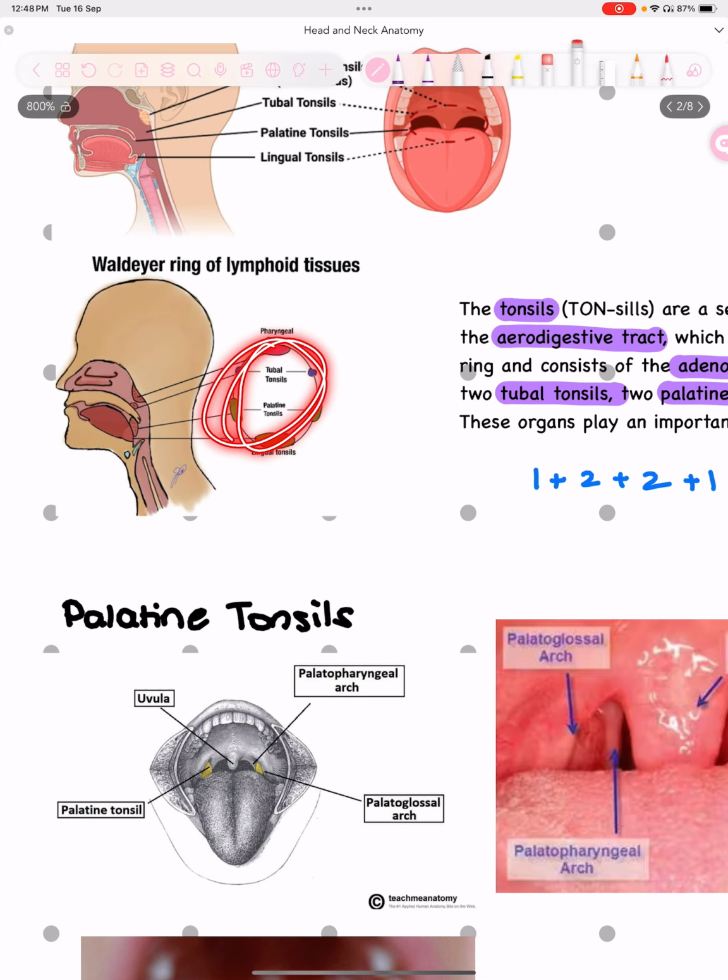Now, your palatine tonsil basically lies between your palatopharyngeal arch and the palatoglossal arch. Its medial surface is covered by stratified squamous epithelium. Which epithelium? Stratified squamous epithelium. Remember that? Now, the medial side has a lot of clefts, or you can say crypts. There are almost 12 to 15 crypts. The deepest or largest crypt is called the intratonsillar cleft. This one, intratonsillar cleft.